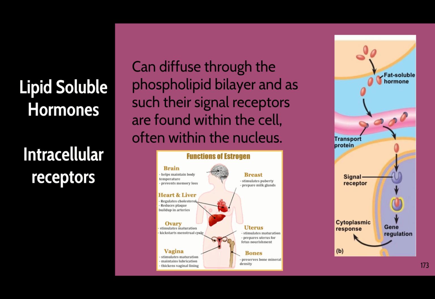And when they were doing this research, they also found that there were some hormones that accumulated within the nucleus of the cells. What that means is that these hormones were accumulating and they were not being inhibited by any membrane proteins. And so these, they decided, were lipid-soluble hormones. These were hormones that could easily diffuse through the lipid bilayer, and their signal receptors were actually found within the cell, and this is often within the nucleus.